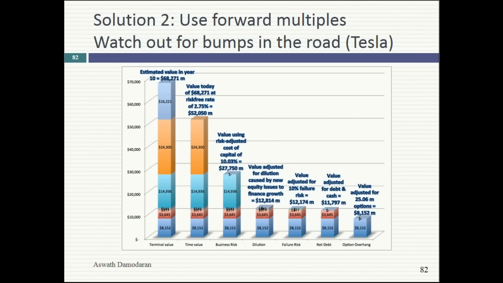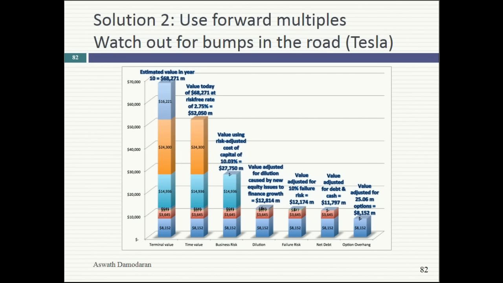That's a risk effect. Then I adjusted for the fact that I have negative cash flows in the first 6 years. That's a dilution effect. My 28 billion becomes 12.9 billion. And then I brought in the chance that there's a 10% likelihood that the company will not make it. The 12.9 billion becomes 12.2 billion. And after I subtracted out debt and added back cash, that became about 11.8 billion. And then I adjusted for the options outstanding. The value of equity I came up with for this company was 8 billion. 68 billion in my terminal value, by the time I'm done with all the cleaning up for time value, for risk, for negative cash flows, for debt, for cash, for the chance that the company will not make it, has become 8 billion.